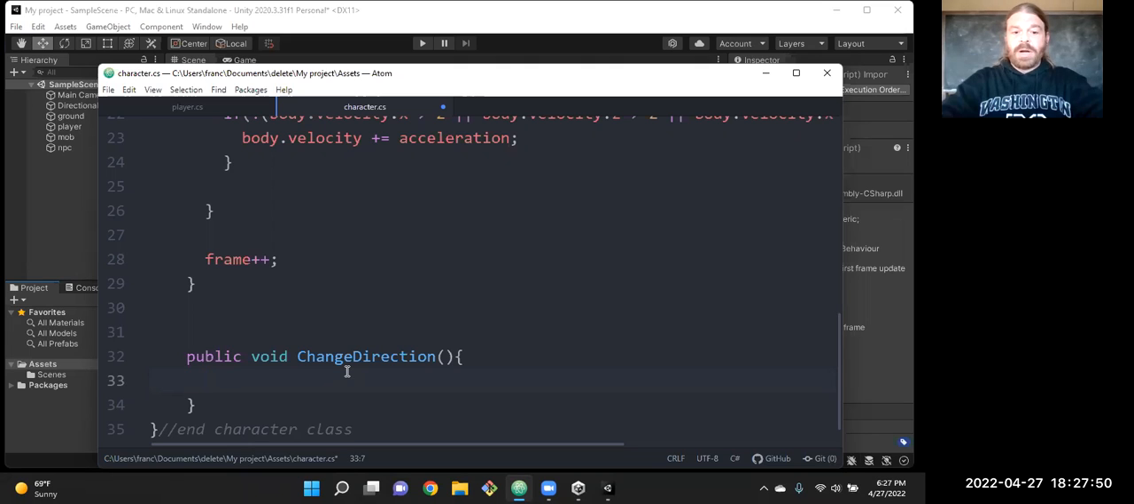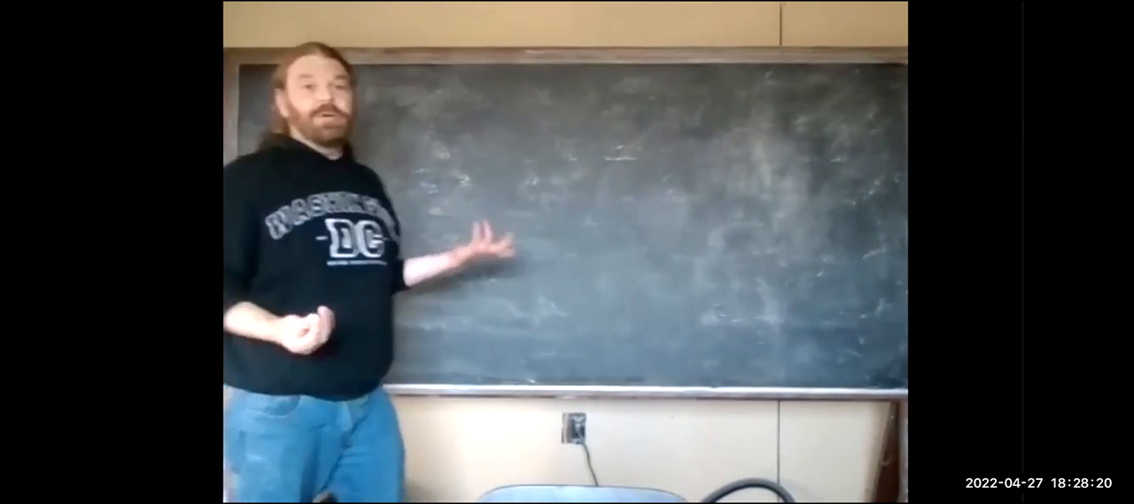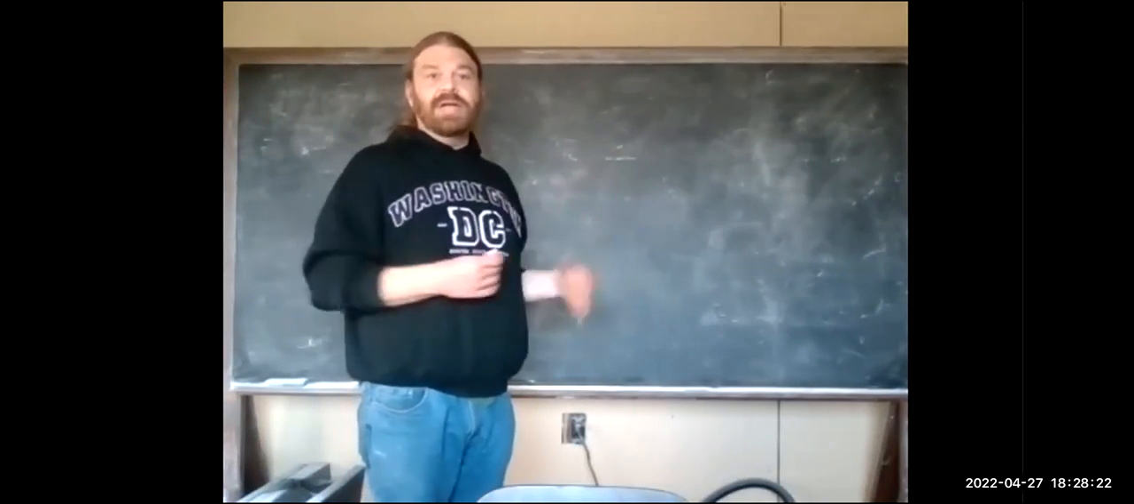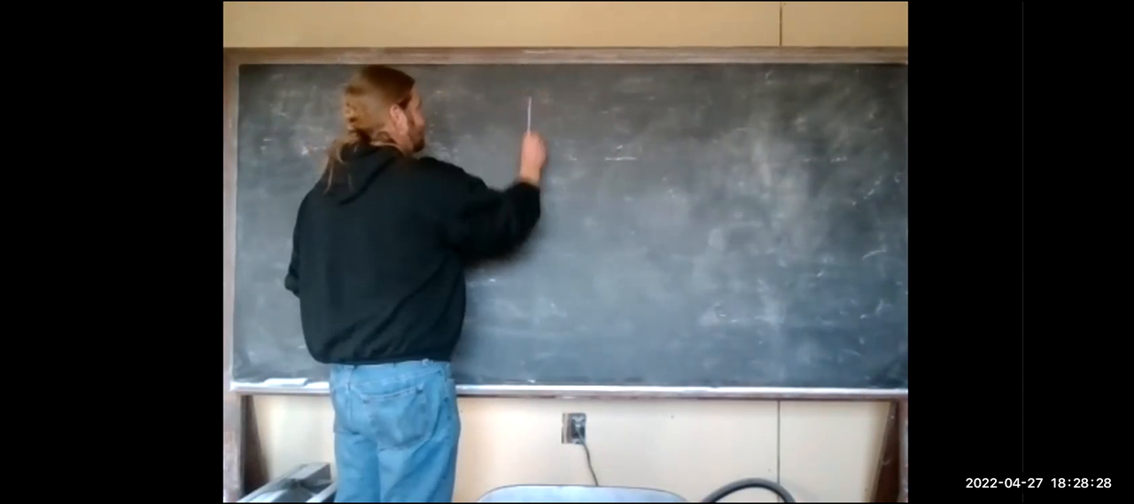We can just do a random number. So I'll make an integer called new direction, a random number in the range of 0 to 8. And where I got those numbers, I'll write on the board. This is the 3D situation, but we're really doing 2D stuff, right? So we're walking around on our XZ axis.